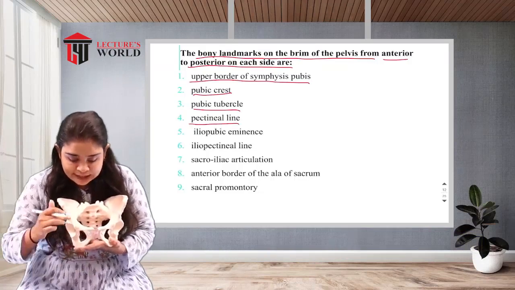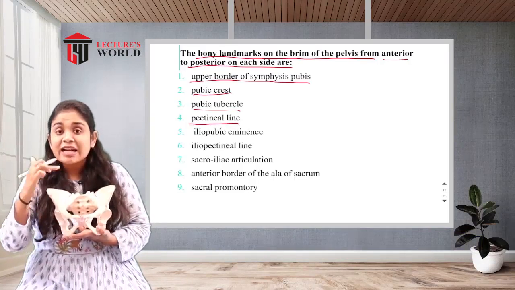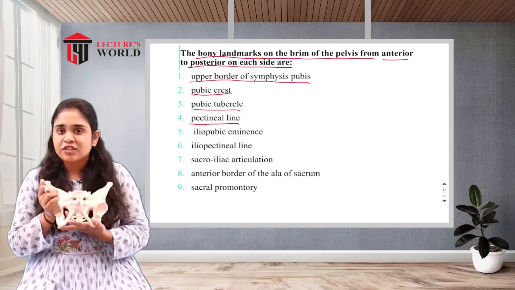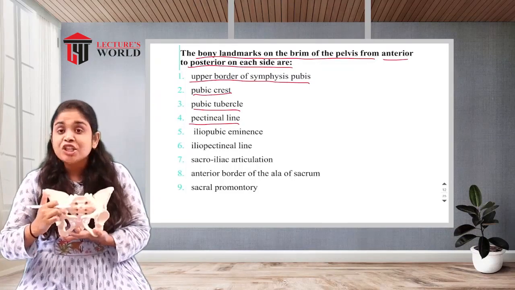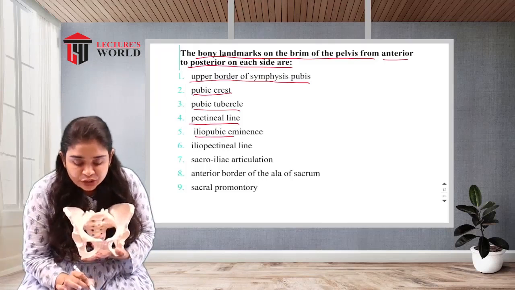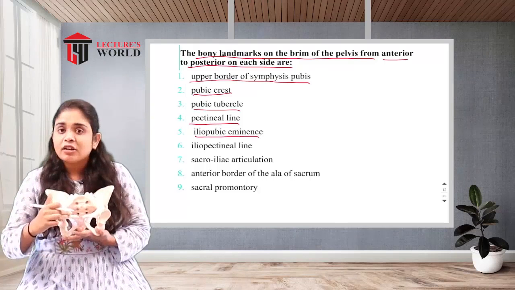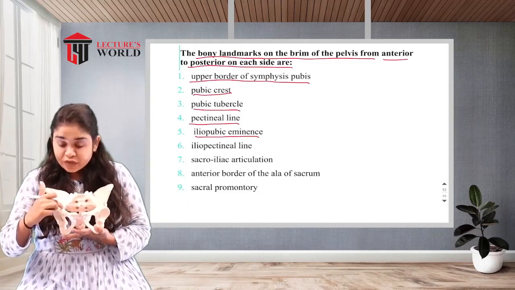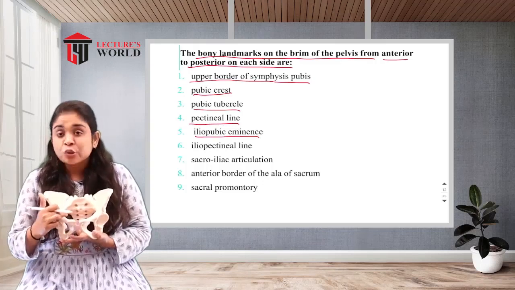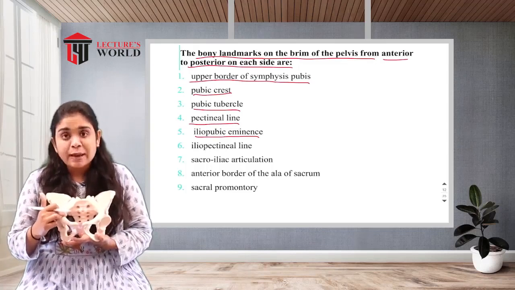Then after the pectineal line, there is one sharp line you will feel when you have this pelvis in your hand. That line you can feel is known as the pectineal line. Then after that comes the iliopubic eminence. When this line is ending, one prominent part will be there on the pelvic brim. That is known as the iliopubic eminence.